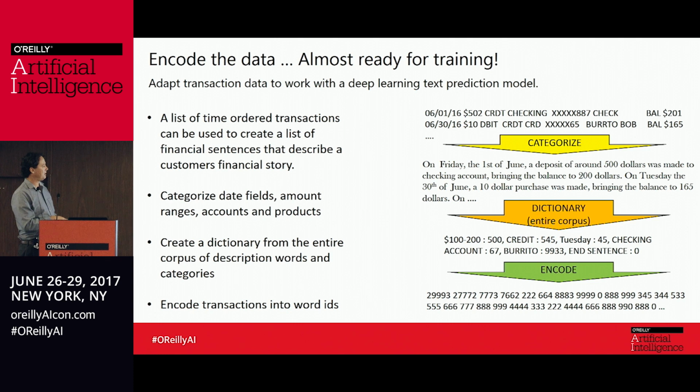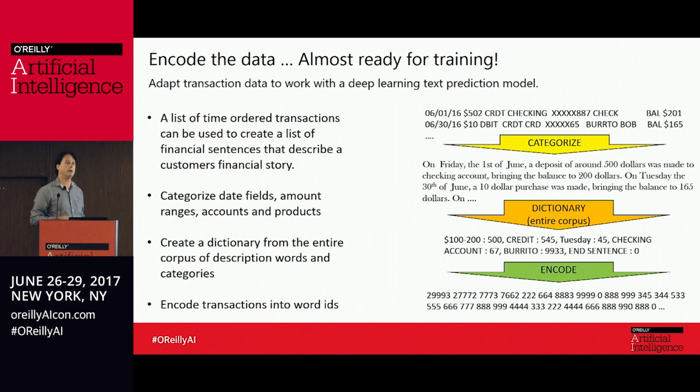Once you create a dictionary, you have a list of all these words, each with an ID associated with it. $100 to $200 is ID 500, credits is 545. This is just randomly generated. Then you say your dictionary size is going to be 10,000 words, which should cover most transactions for a single company, and then you can encode that. So you go from this structured, uncategorized data to just a list of IDs. Some of those IDs represent the end of a transaction, or you could have padding in there as well. So what does this look like? It looks like text.